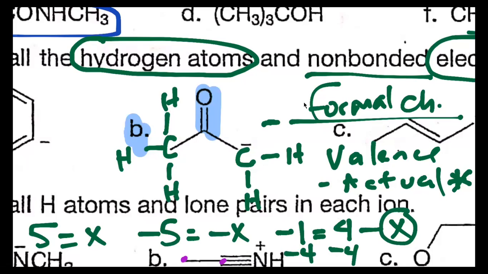How many does it have around it right now? If each bond contributes 1 electron, how many electrons does it have around it? 3. How many do I need to add for it to have 5? 2. So that means that carbon should have a lone pair on it. Now I have a lone pair, that's 2, and 1 from each bond. That makes 5 total. That's how we got that negative charge.